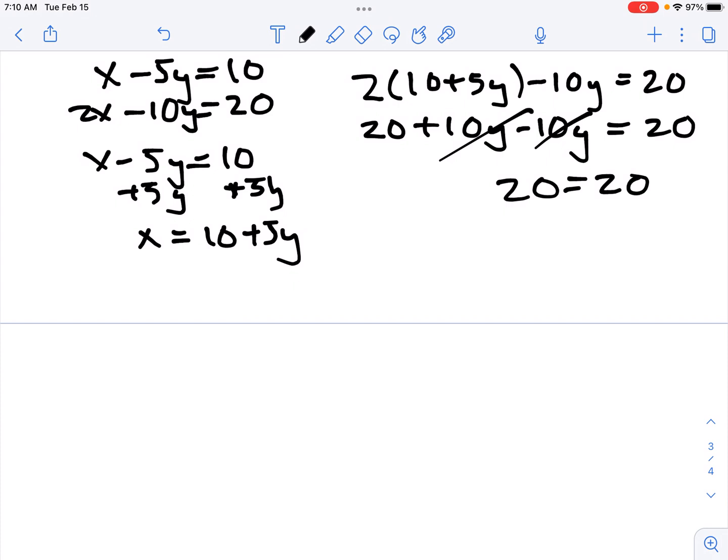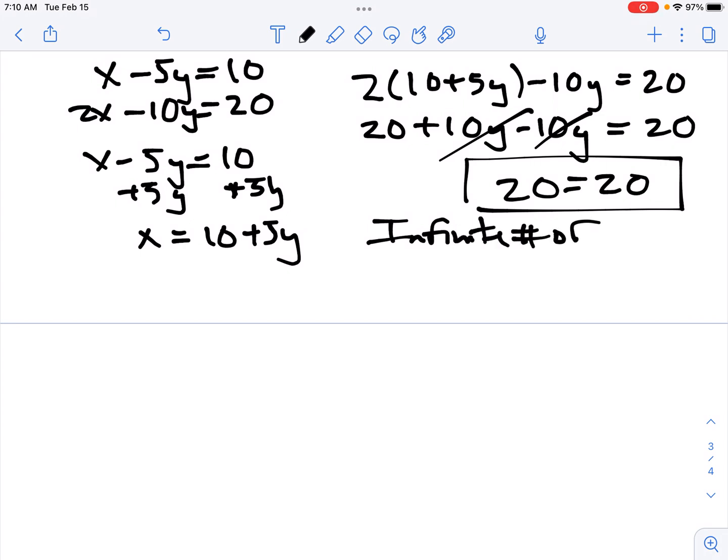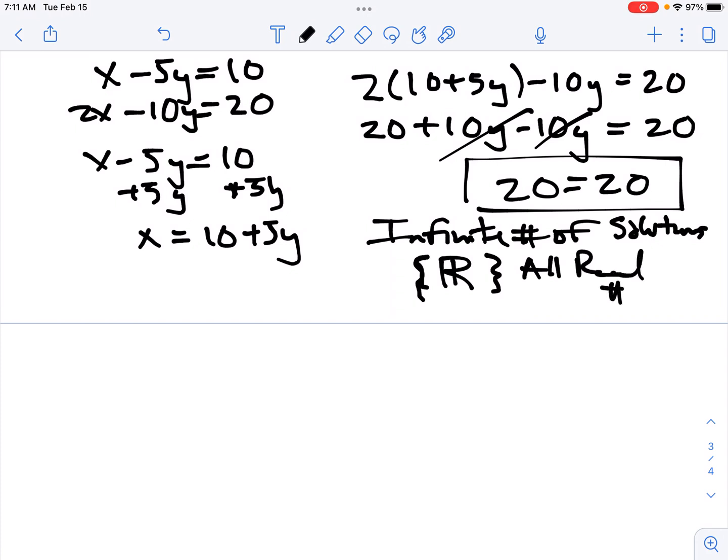Now, this is a true statement all of the time. So when you see something like this, where your variables cancel out and you're left with an identity, that's what we call it when one side equals the other. That is something where there is an infinite number of solutions. Another way of saying that is all real numbers. And we show it like that. That's what it means, all real numbers.